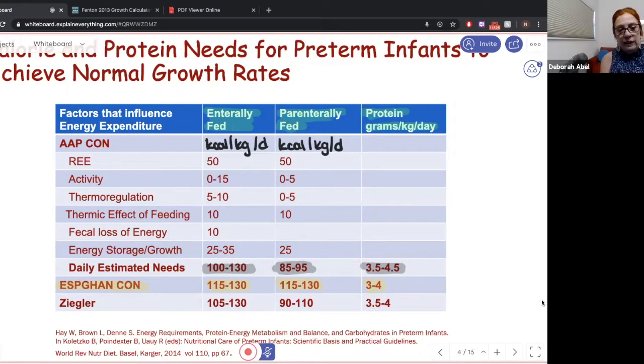And the Ziegler data is 105 to 130 calories per kilogram per day. For parenteral nutrition, it is 90 to 110 calories per kilogram per day, and the protein is 3.5 to 4 grams per kilogram per day. The reason that parenteral nutrition is a little bit lower, we usually recommend 10 to 15% less, is because there's no digestion and there's no metabolism being utilized for digestion. So with a parenterally fed infant, it is going directly into the bloodstream.